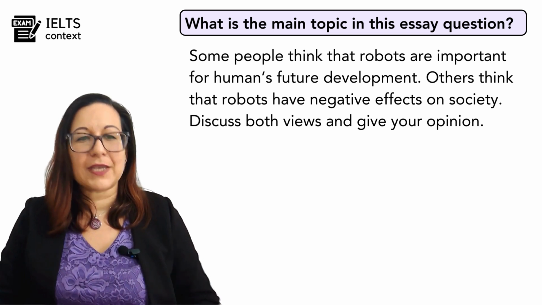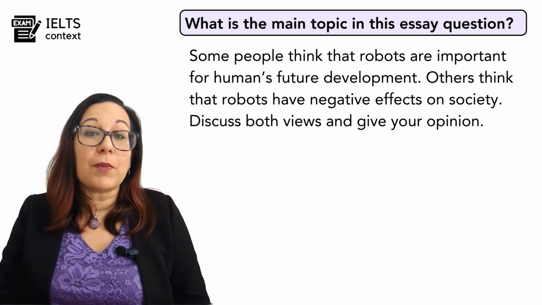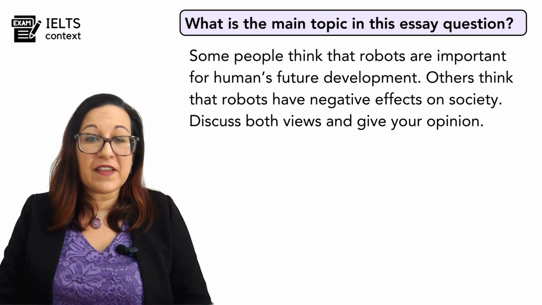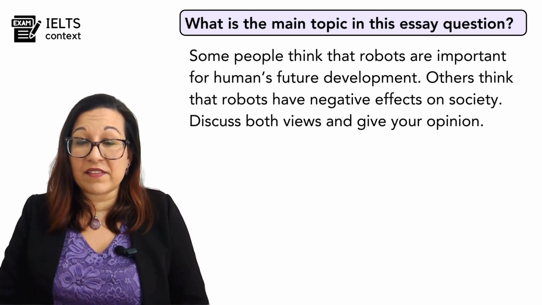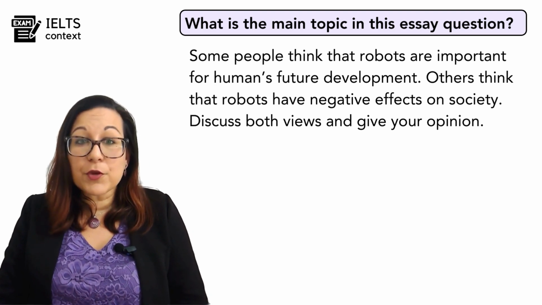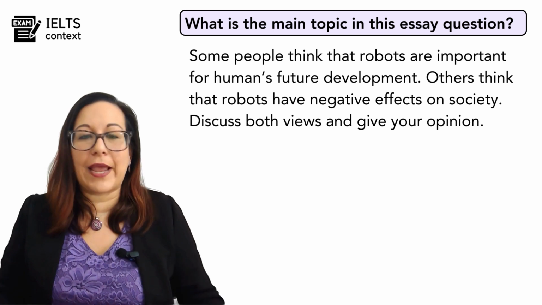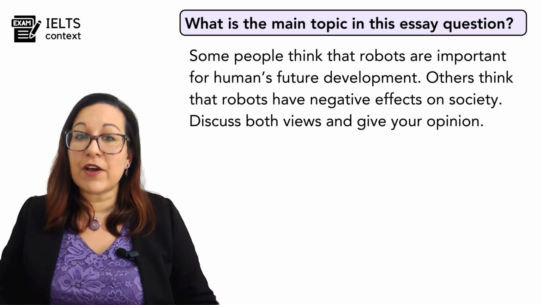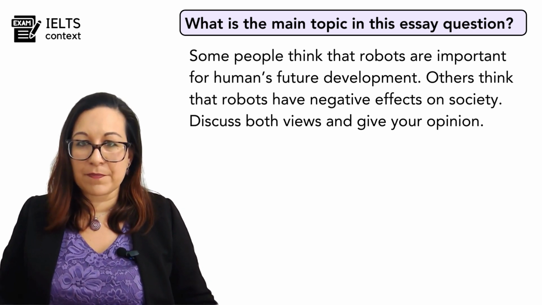Let's take a look now at 3 IELTS essay questions and consider how we might use an appositive right at the beginning in our very first sentence of the introduction. So, some people think that robots are important for humans' future development. Others think that robots have negative effects on society. Discuss both views and give your opinion. Okay, so this is clearly a discussion essay, and we can identify the main topic as robots.